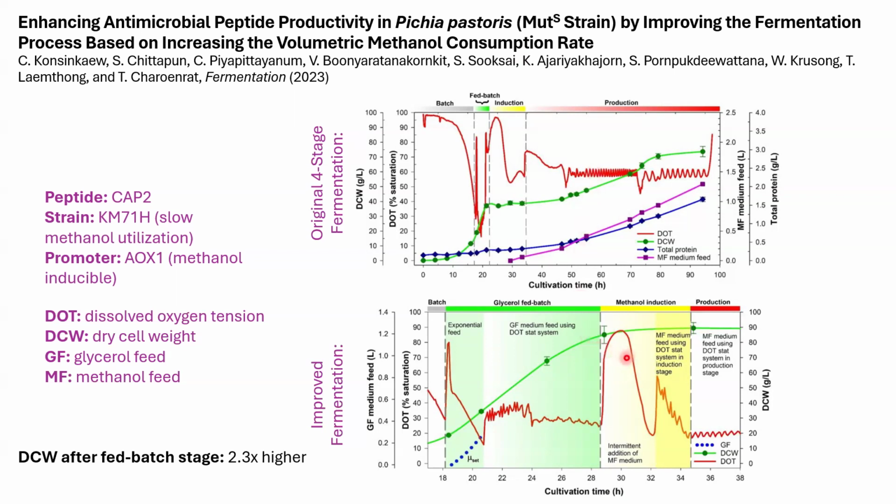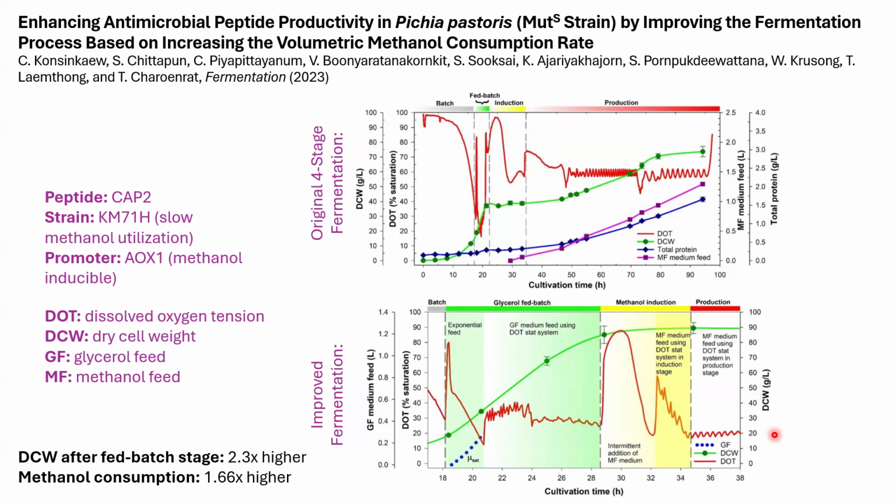In the improved method, the methanol induction phase was split into 2 phases. The first was identical to the original, but in the second phase, the methanol feed strategy was switched over to another dissolved oxygen-based feed strategy. Additionally, in the production phase, the DO set point was set much lower at around 20%, allowing for more methanol to be fed. And in the end, after these changes, a methanol consumption rate of about 1.7 times higher was observed.